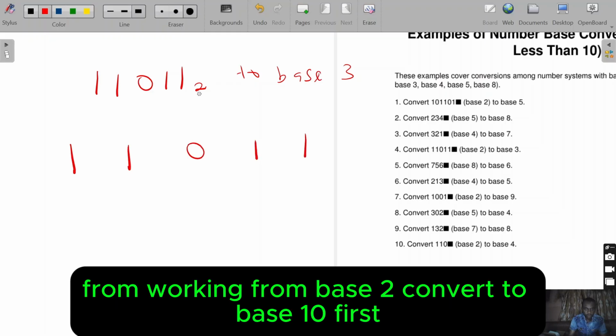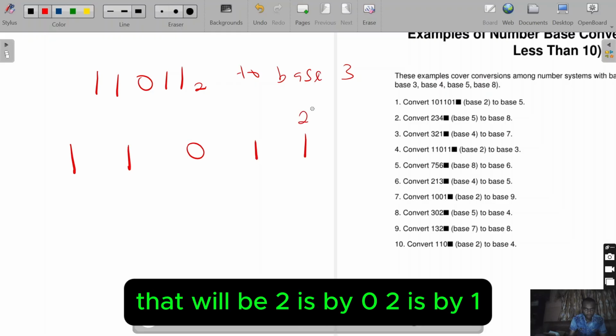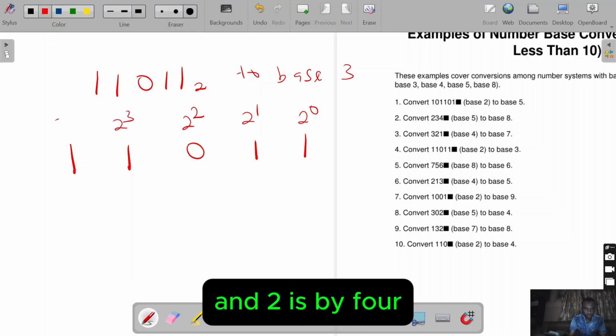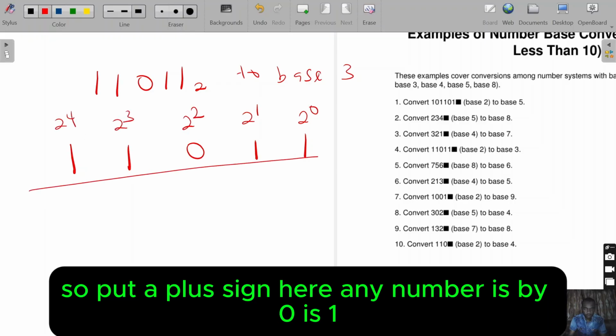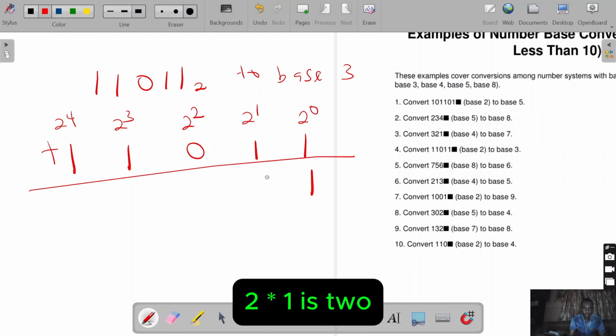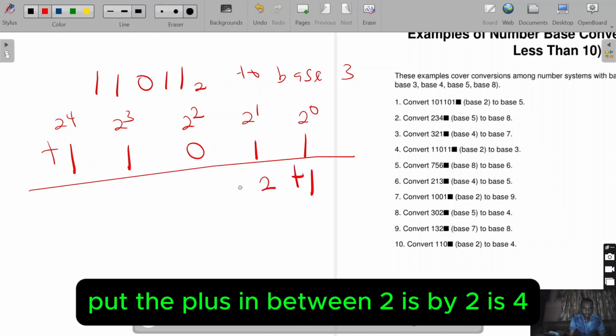Working from base 2, convert to base 10 first. That will be 2 raised to power 0, 2 raised to power 1, 2 raised to power 2, 2 raised to power 3, and 2 raised to power 4. So put a plus sign here. Any number raised to power 0 is 1. 1 times 1 is 1. 2 raised to power 1 is 2. 2 times 1 is 2. Put the plus in between.